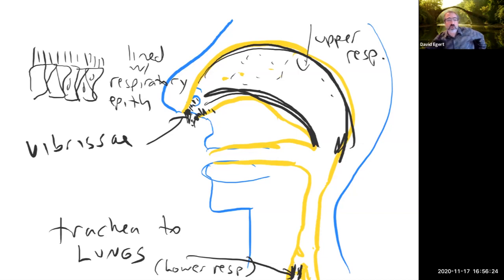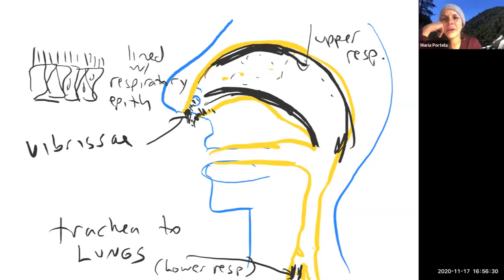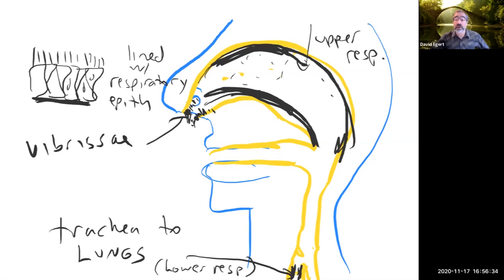What is the official word for the respiratory epithelium that's lining all of these spaces? It's that pseudostratified columnar epithelium with goblet cells, and it's ciliated. So there's little cilia that go back and forth. There are these goblet cells that are making mucus. And there are actually big mucus glands underneath as well.